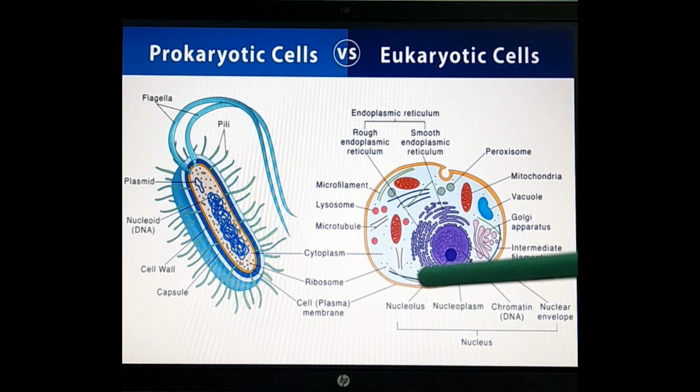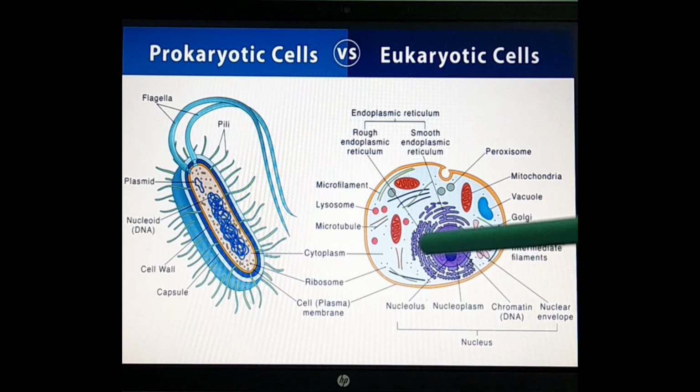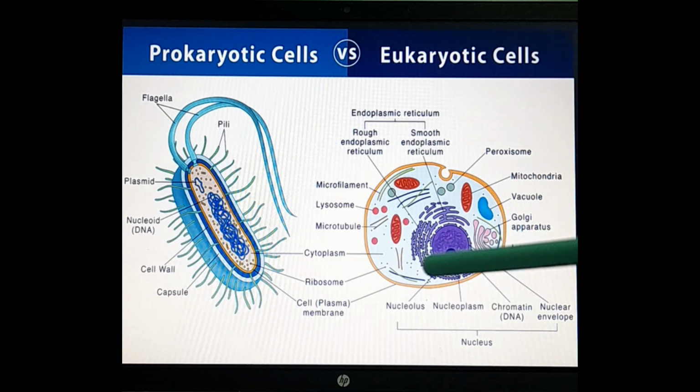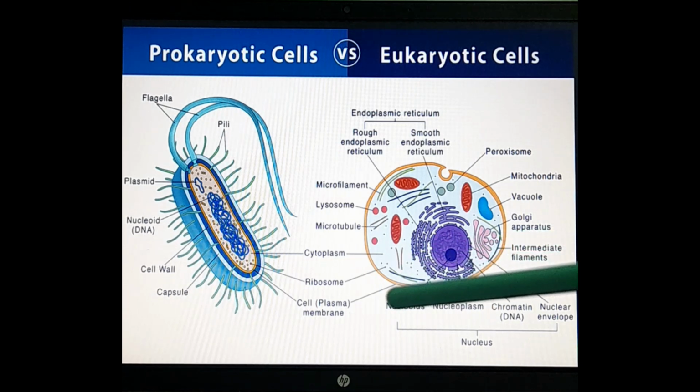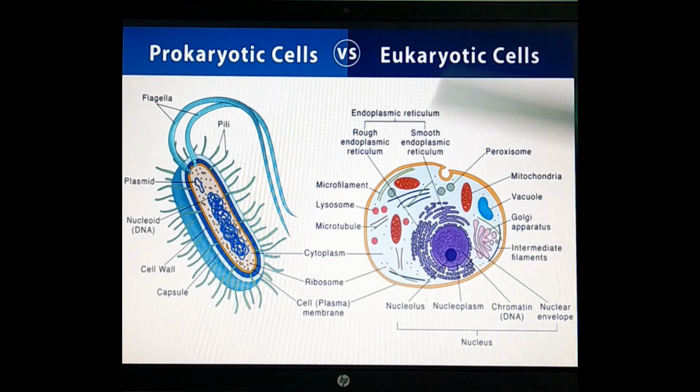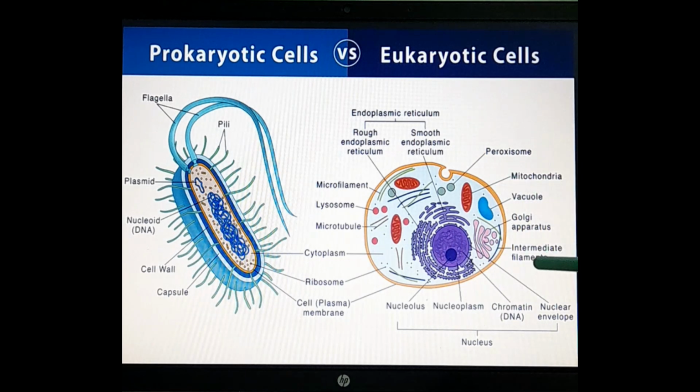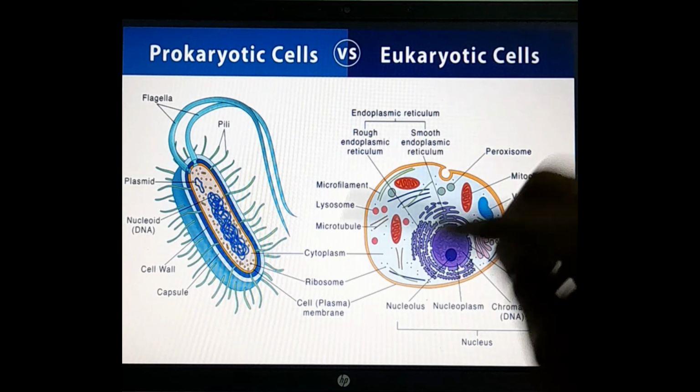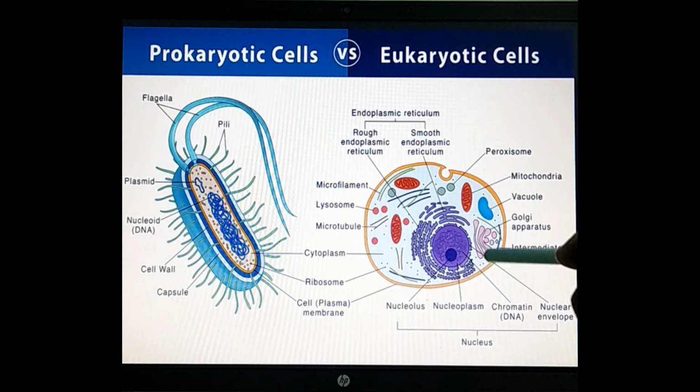Actually they are unicellular organisms. So how can they move? One of the processes is taking nutrition and movement. There are so many functions of flagella and pili. We will discuss later. But in the eukaryotic cell, we cannot see this type of thing, but all the organelles are completely present here.